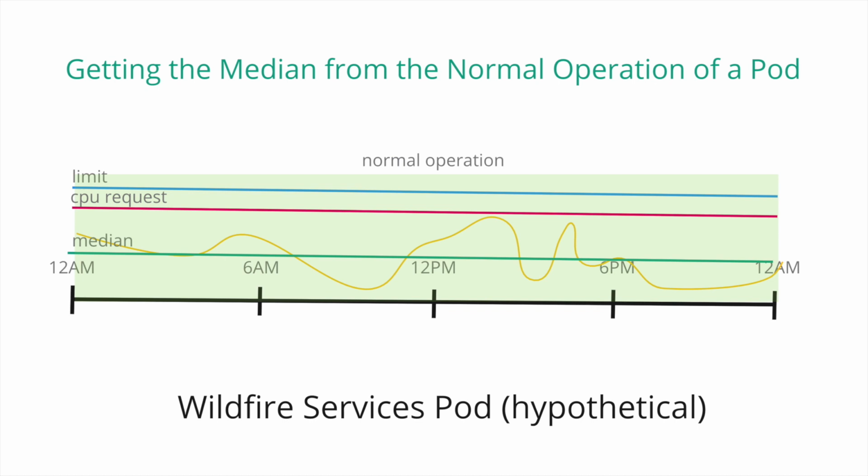This is a wildfire services pod. Now this application is definitely more critical than the Dev Hub, and time is of the essence when it comes to responding to wildfires. Another thing to note is that the normal operation for this pod is 24/7, so all the numbers in the figure are significant.